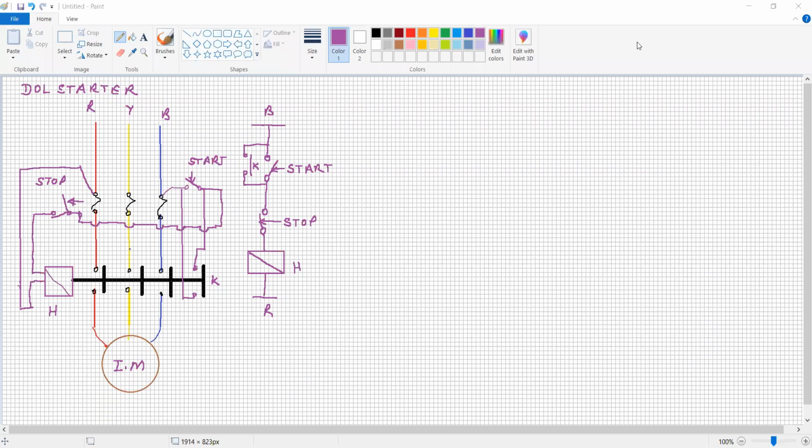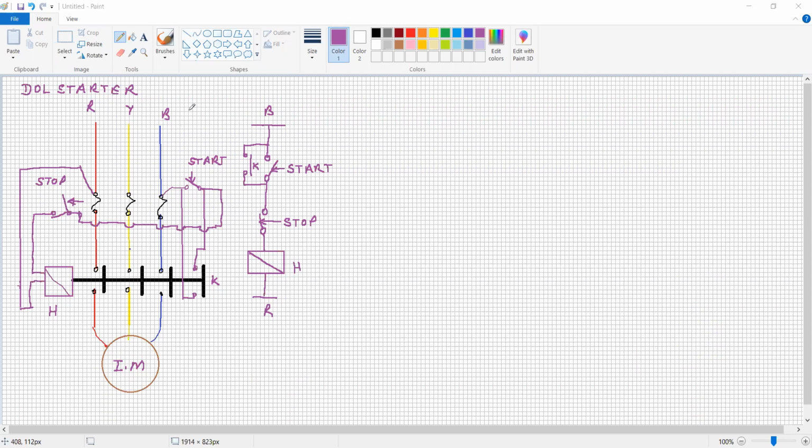Welcome. In the previous lecture, we were discussing a starter for a three-phase induction motor. First of all, here is the DOL starter, direct online starter. Direct online starter means there is no arrangement to reduce the starting current; whatever the rated voltage, we apply it directly to the motor. So this is a circuit diagram for the DOL starter.